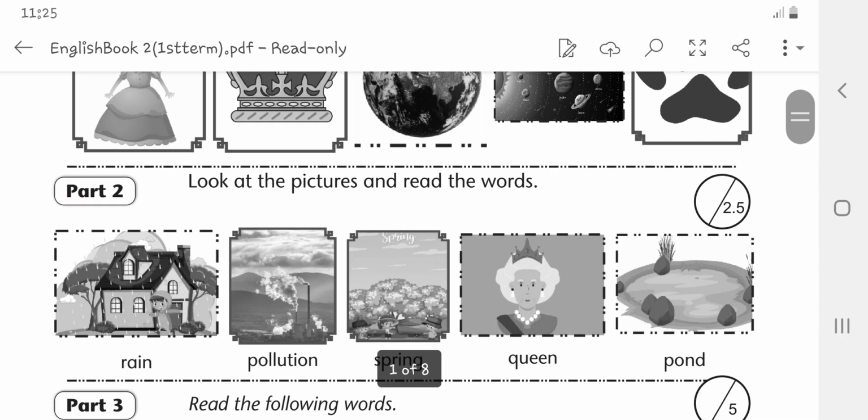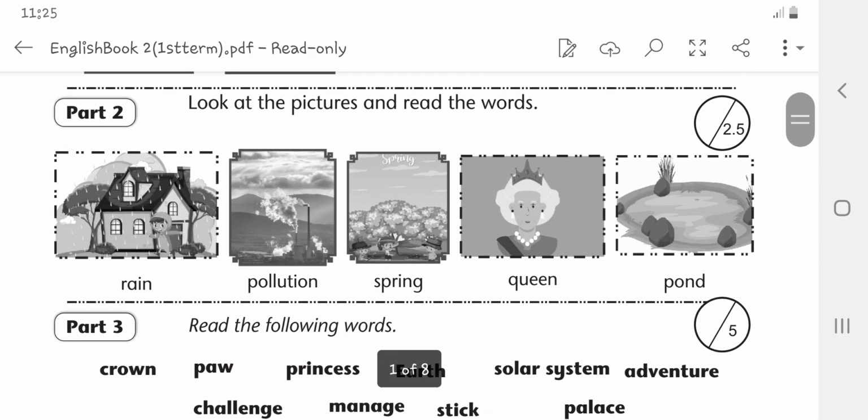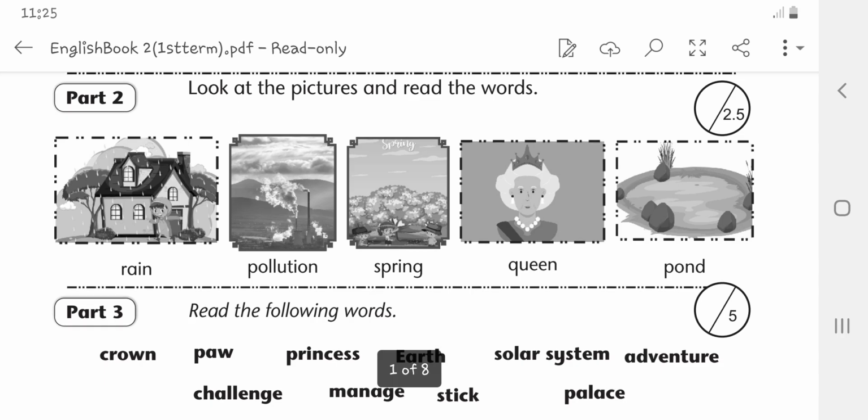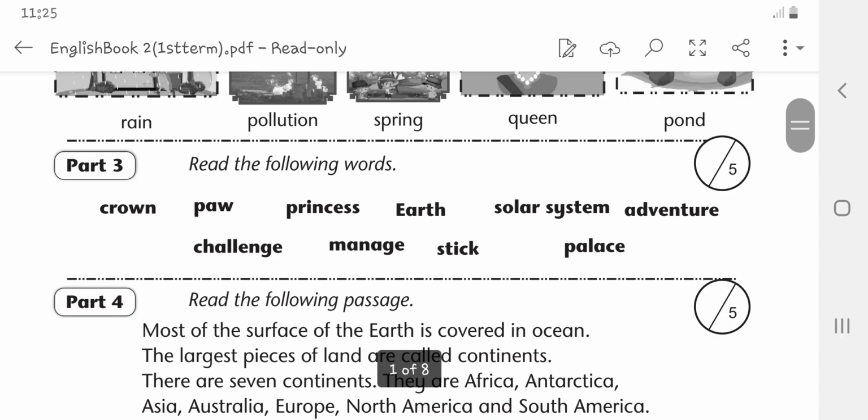Part 2 is look at the pictures and read the words. The pictures are also given and the words are also given, so the students are supposed to read them. Part 3 is no picture clue is given and the students are supposed to read the words. These are 10 words, so that's why the marks are 5.